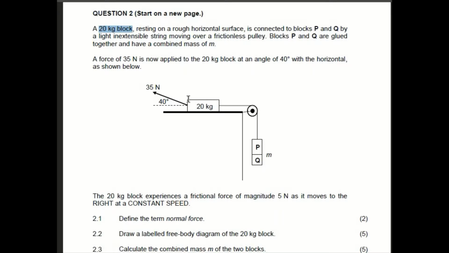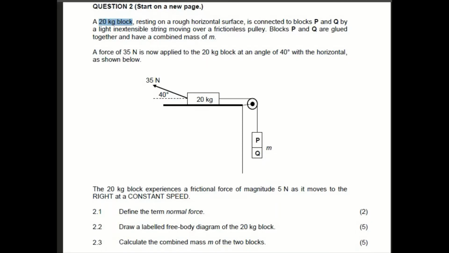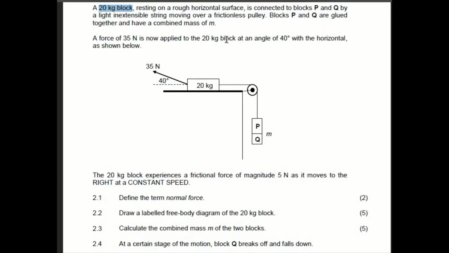So we have this 20 kg block over here, and it is connected to blocks P and Q with a combined mass of M through this string, which is said to be light, so we don't need to consider the mass of that string. This pulley is said to be frictionless. And they're saying that blocks P and Q are glued together and have a combined mass of M. So these two blocks are glued together, and their combined mass, like I've mentioned, is how much?